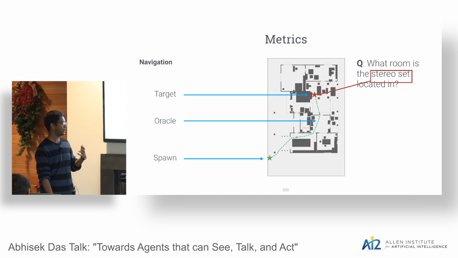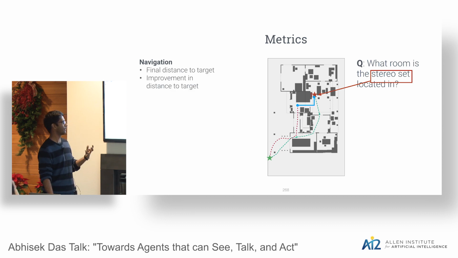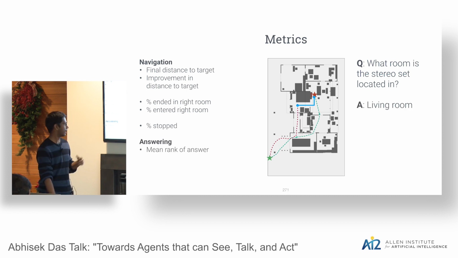For the metrics that we evaluate on, for example here, the agent's navigation might look something like this. Given this agent trajectory, the metrics that we evaluate on are how close the agent gets to the target, the improvement in distance to target, the percentage of times it enters or ends up in the right room, and the percentage of times it chooses to stop. And for answering evaluation, we look at the mean rank of the ground truth answer in the softmax distribution predicted by the agent.